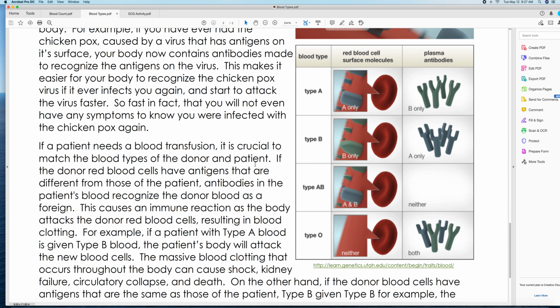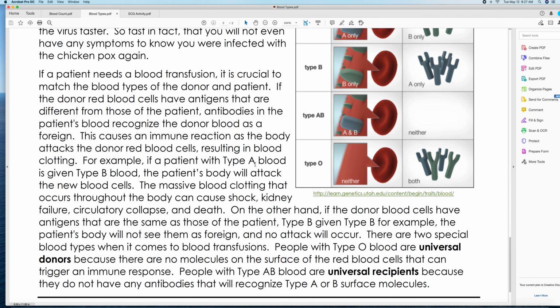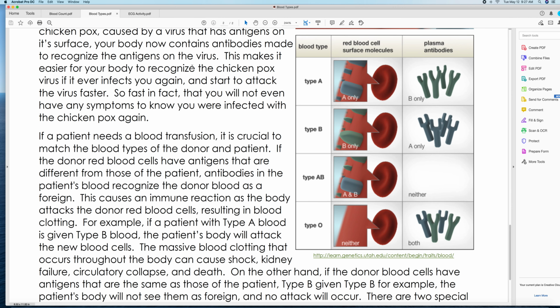It can lead to organ failure. It can lead to stroke. It can lead to death. All kinds of bad stuff.